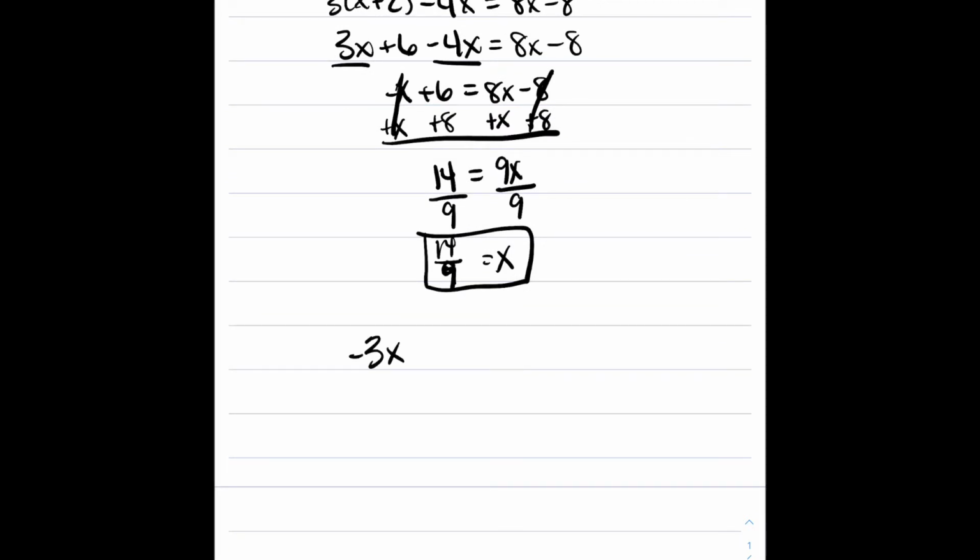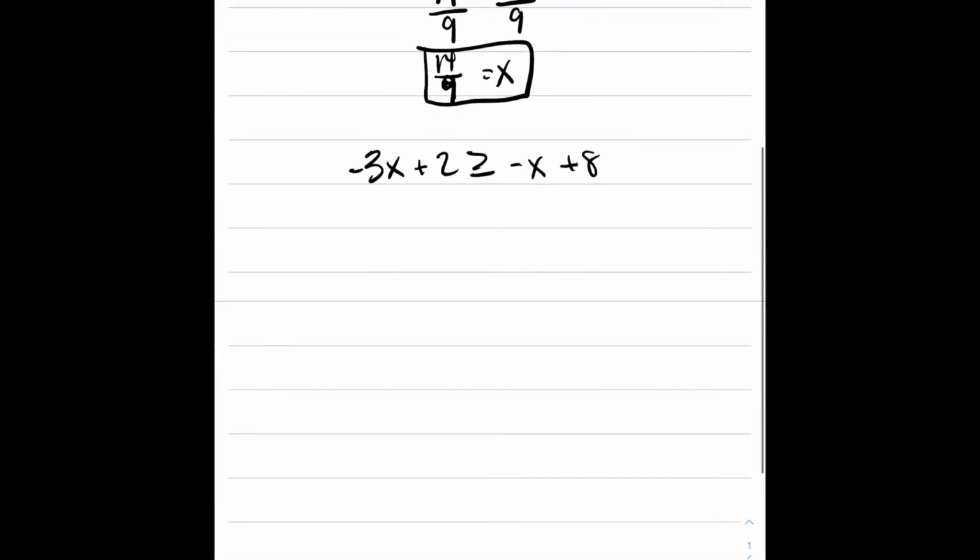Linear inequality, you might see something like negative 3x plus 2 is greater than or equal to negative x plus 8. I don't know. You might have more things to combine on each side. But again, I don't want to make the video super long. So I'm going to start by adding x to both sides and subtracting 2.